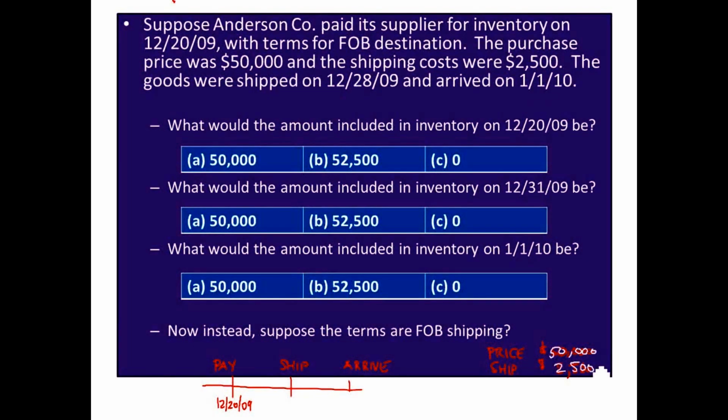And the goods were shipped on 12/28, and they arrived on 1/1/10. Okay. So on 12/20/09, what does Anderson, the purchaser of the goods, include in its inventory? Click in, tell me. Is it $50,000, $52,000, or $0 worth of inventory?